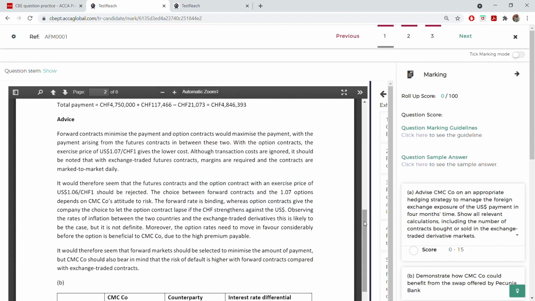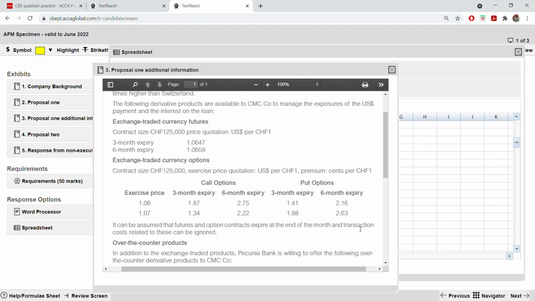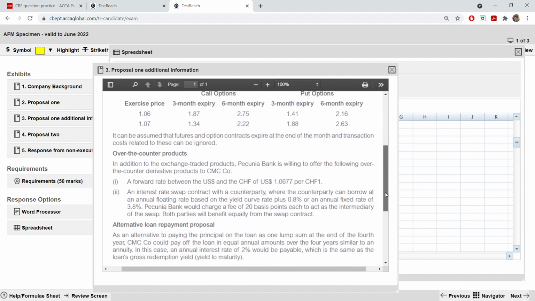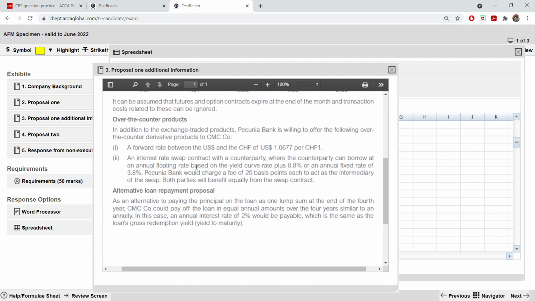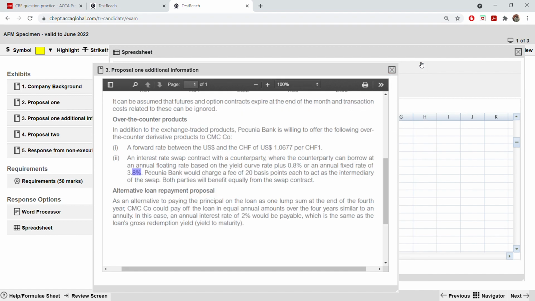This is the figure. I will show you from where they have taken the figure. Just see here. Counterparty can borrow at variable rate, yield plus 0.8, or a fixed rate 3.8. This is for the counterparty. But for you, it is here. Fixed rate is 2.2 and yield rate is 0.4%. So for you it is in exhibit 2, for the counterparty it is under exhibit 3, two different exhibits. You have to collect this figure from two different exhibits and write it in the form of a table.